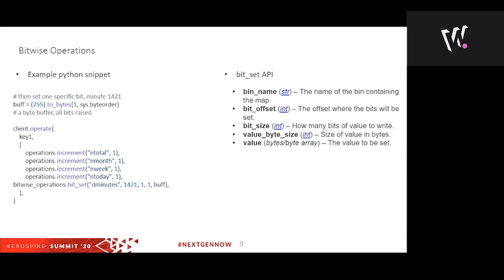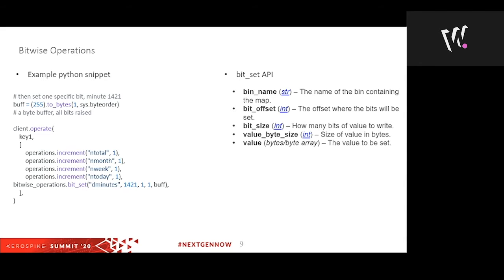In the example, he's setting a single byte with the maximum value, all the bits set to 1, by using the maximum 255 value, and setting it with the size of 1. So we're going to use this later at the bottom of this client operate call. So way at the bottom, you see we have a Bitwise Operations .bitset API call, and that buff object at the end is passed as the last parameter.